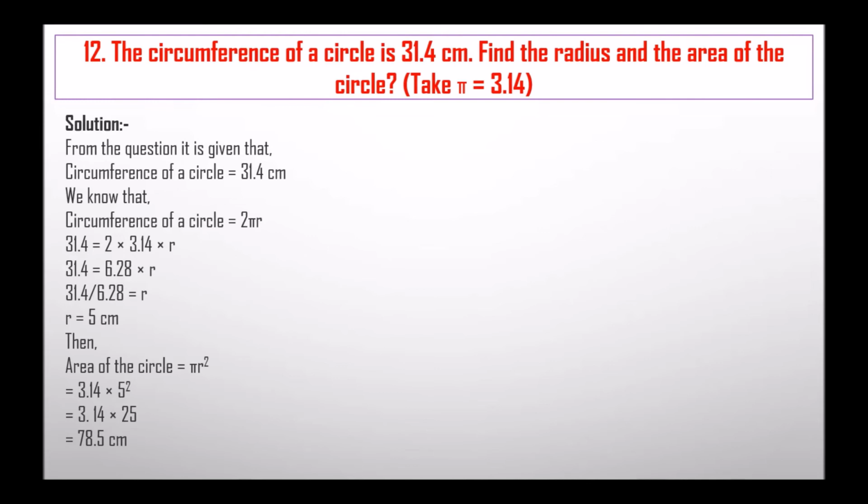Area of circle equals pi r square. 3.14 into 5 square. So 3.14 into 25. So 78.5 centimeter square.